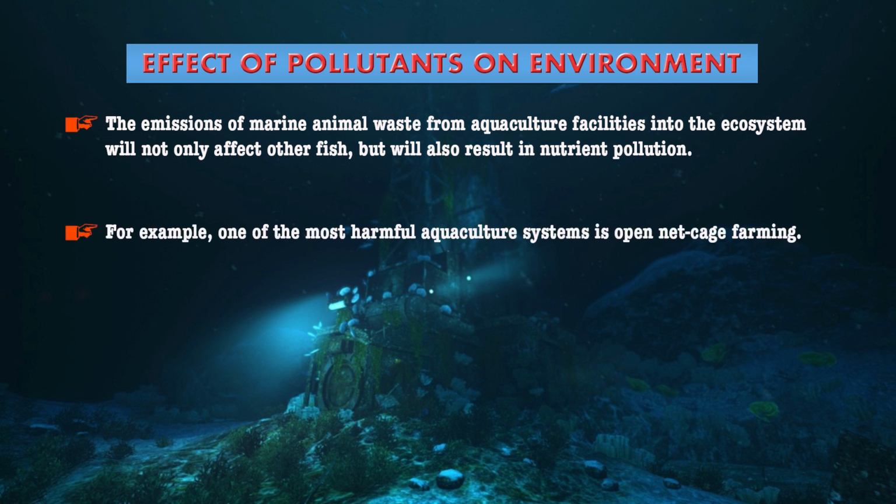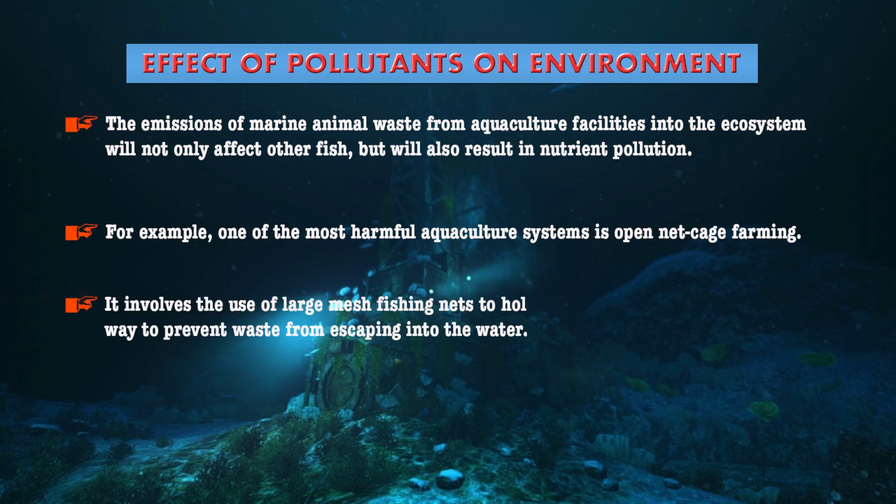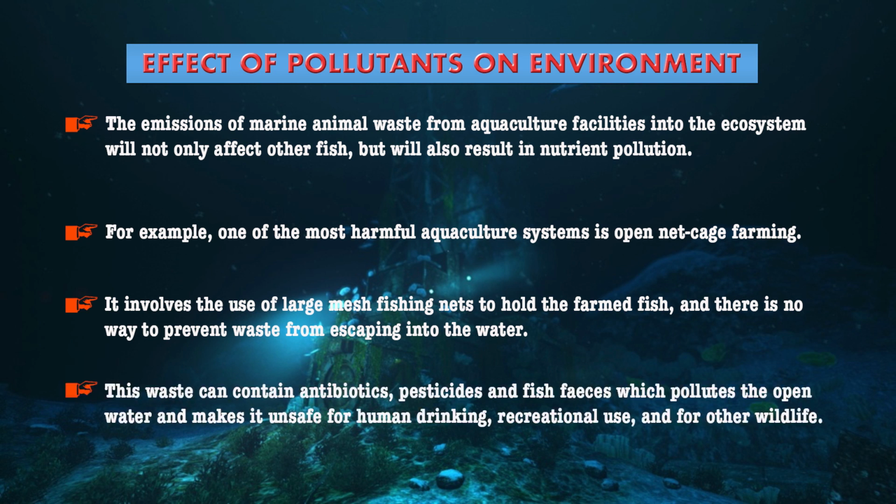For example, one of the most harmful aquaculture systems is net cage farming. It involves the use of large mesh fishing nets to hold the farmed fish, and there is no way to prevent the waste from escaping into the water. Now this waste can contain certain antibiotics, pesticide residues, fish feces, or the fish waste, the excreta, which will all pollute the open water, and it makes it totally unsafe for human drinking and potable purposes, recreational use, or even for other wildlife and recreational activities.